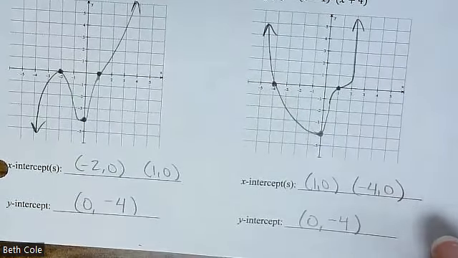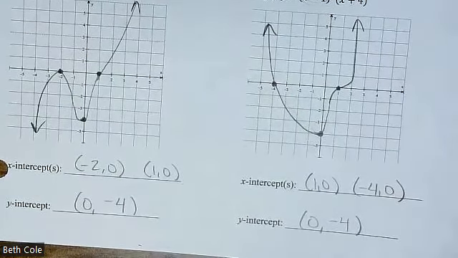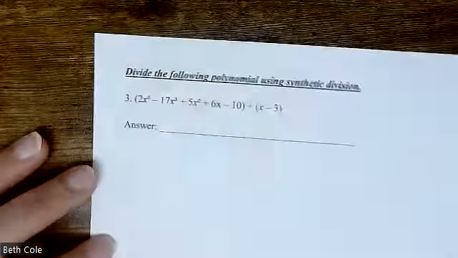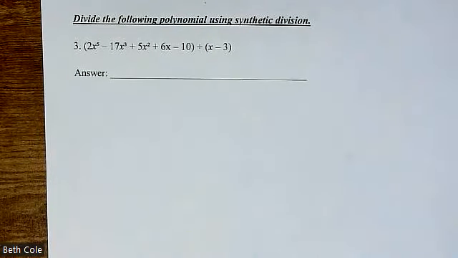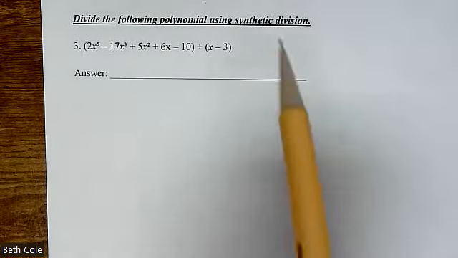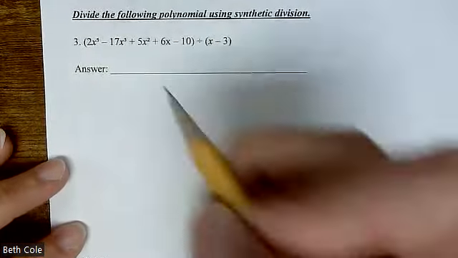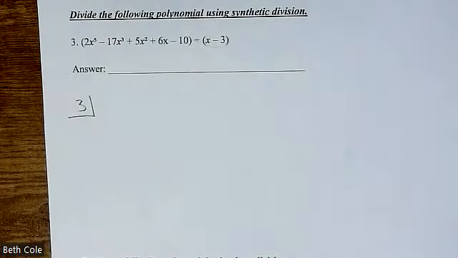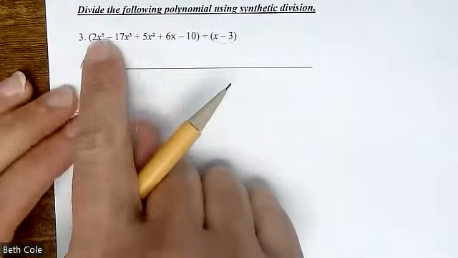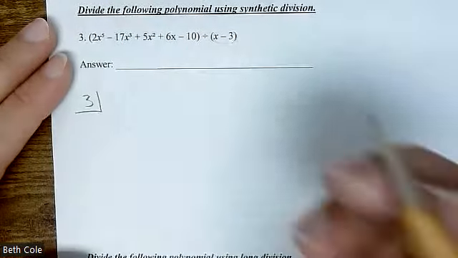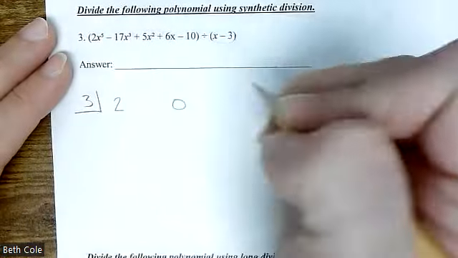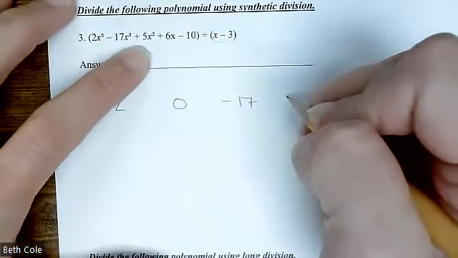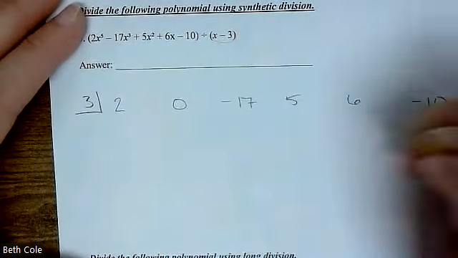All right. And so that's stuff that you learned last year. That's stuff from Algebra 2. All right. And we're going to flip over. This is the new stuff. So this one is synthetic division. What number is going to go in the little box? 3. 3 goes in the little box. Check if the countdown is in order. So is it in order or are we missing something? Missing 4. We don't have any x to the 4th. So it's going to go 2, 0, -17, 5, 6, -10.